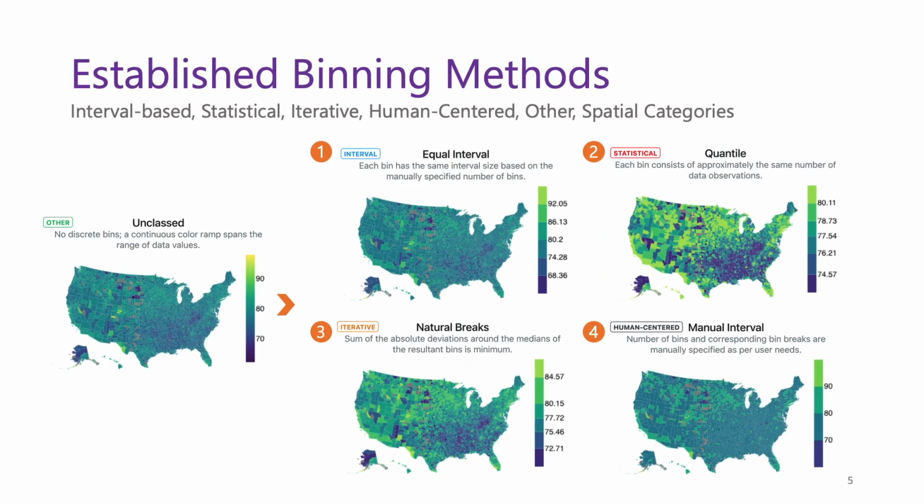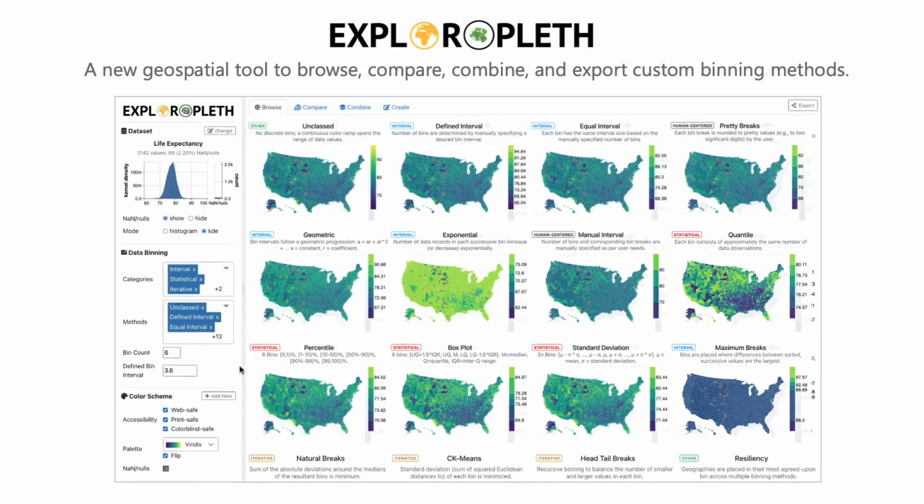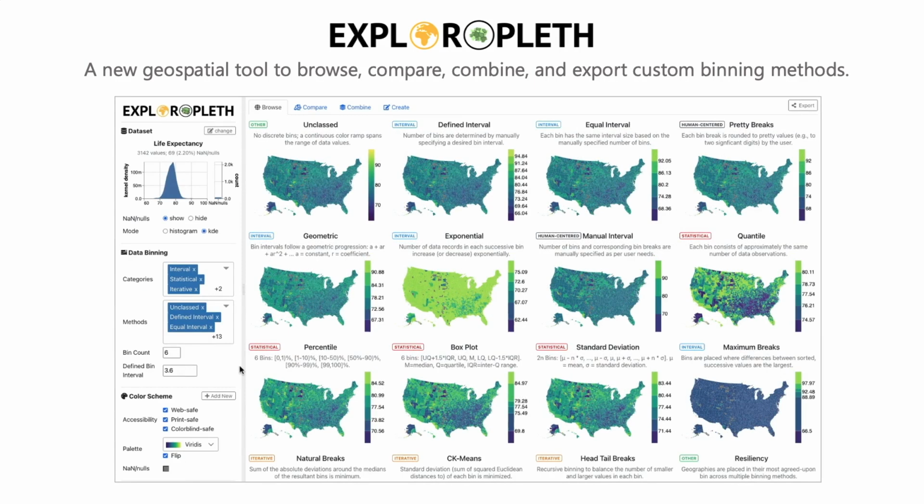Each of these is actually an established binning method. For example, equal interval is an interval-based method in which each bin's range or extent is of the same length. Now there are more such methods, and each of them has its own strengths and weaknesses, so it is important to carefully consider what method to use. We built Exploropleth to help users browse such a catalog of data binning methods and subsequently compare, customize, and export custom maps. Let's see a demo.